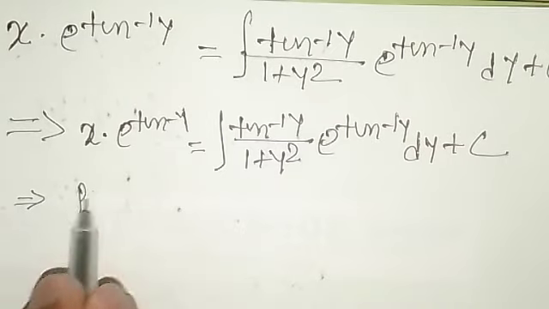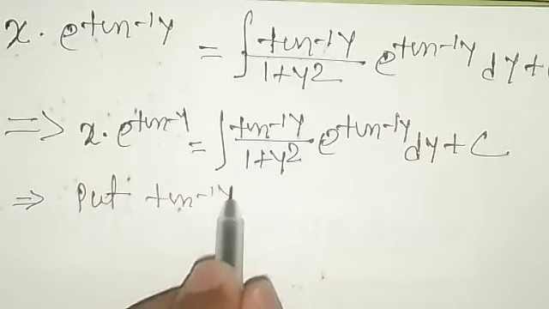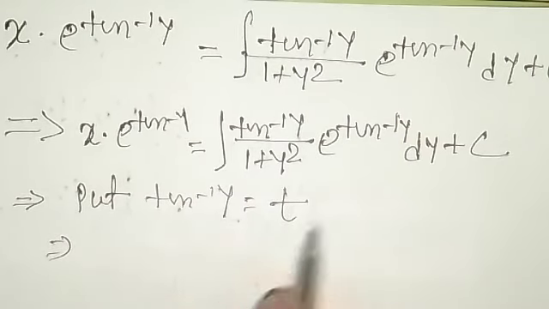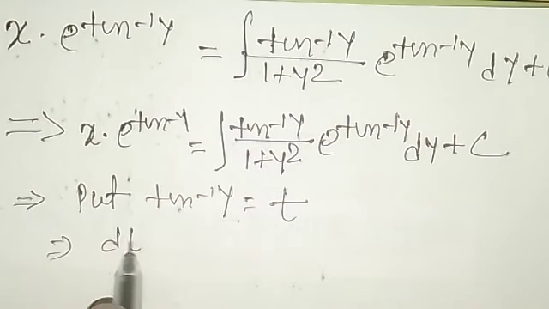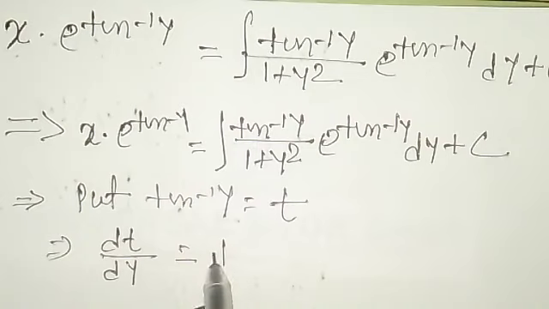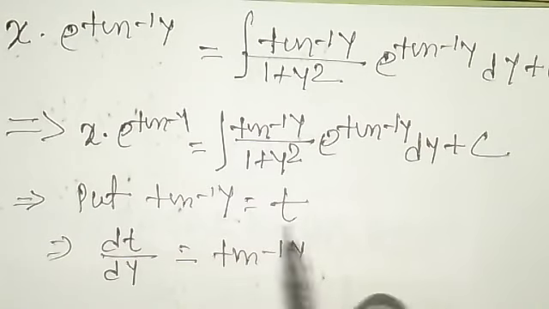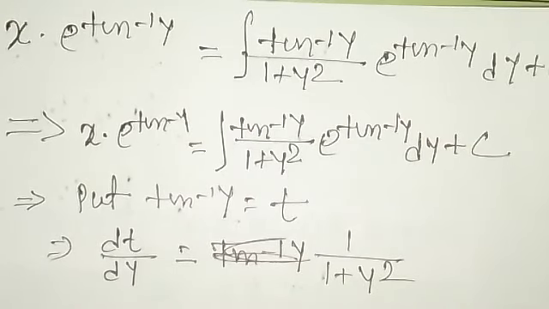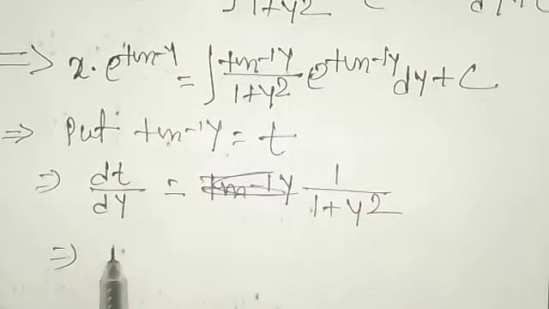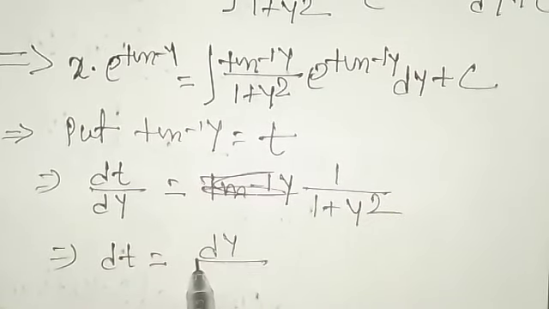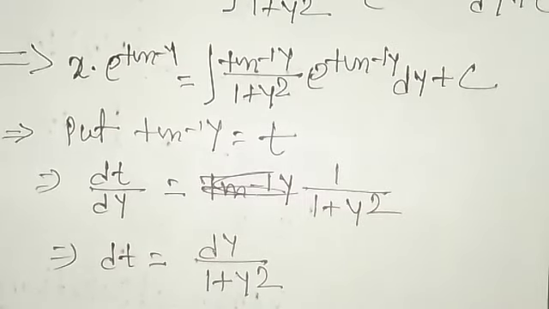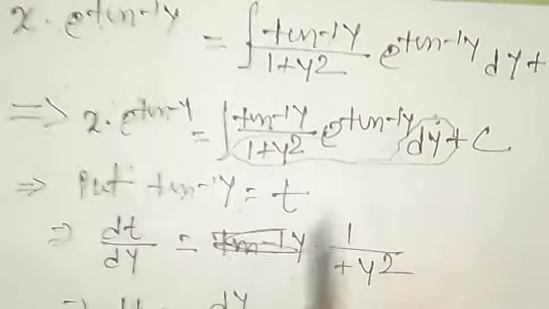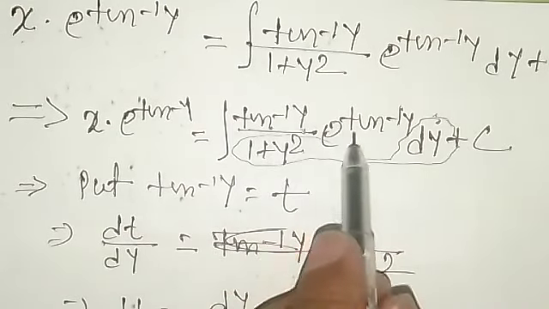So we put tan inverse of y equal to t. When I put tan inverse y equal to t, we have to differentiate with respect to y. So dt by dy is equal to the derivative of tan inverse of y, that is 1 by 1 plus y square. So if you simplify, dt is equal to dy by 1 plus y square. So here we can substitute dy by 1 plus y square with dt, and tan inverse y equal to t, and e to the power t.